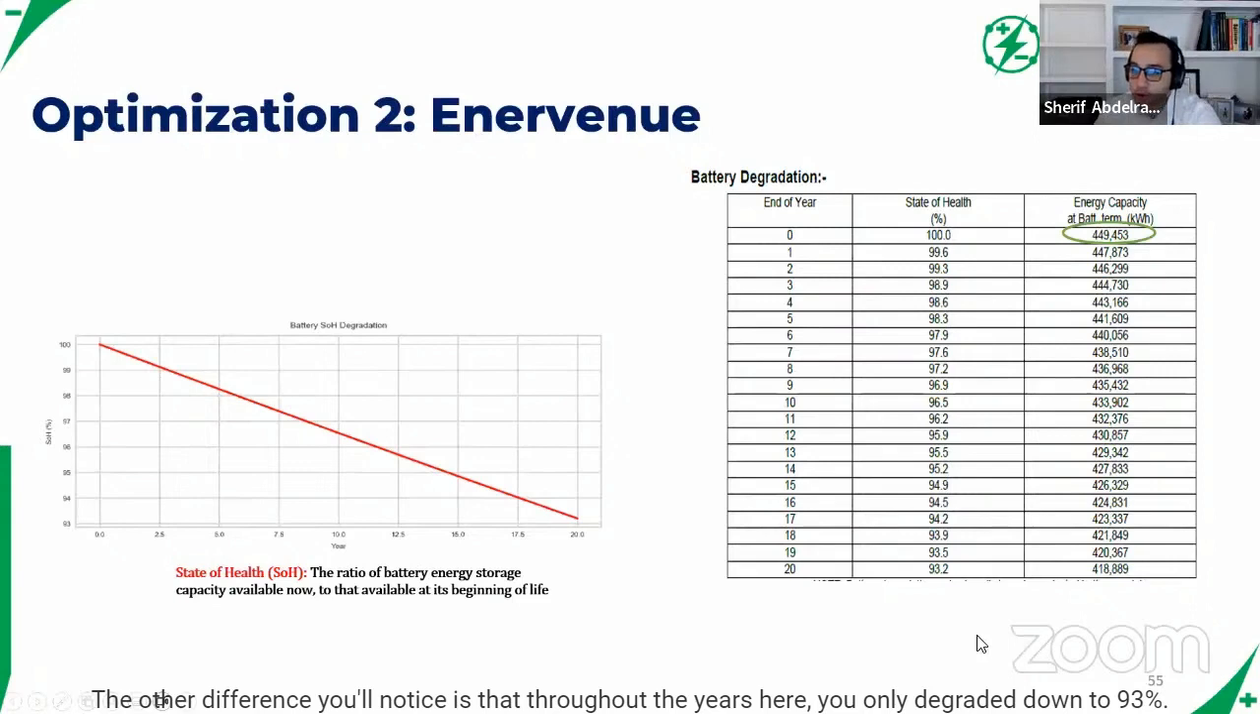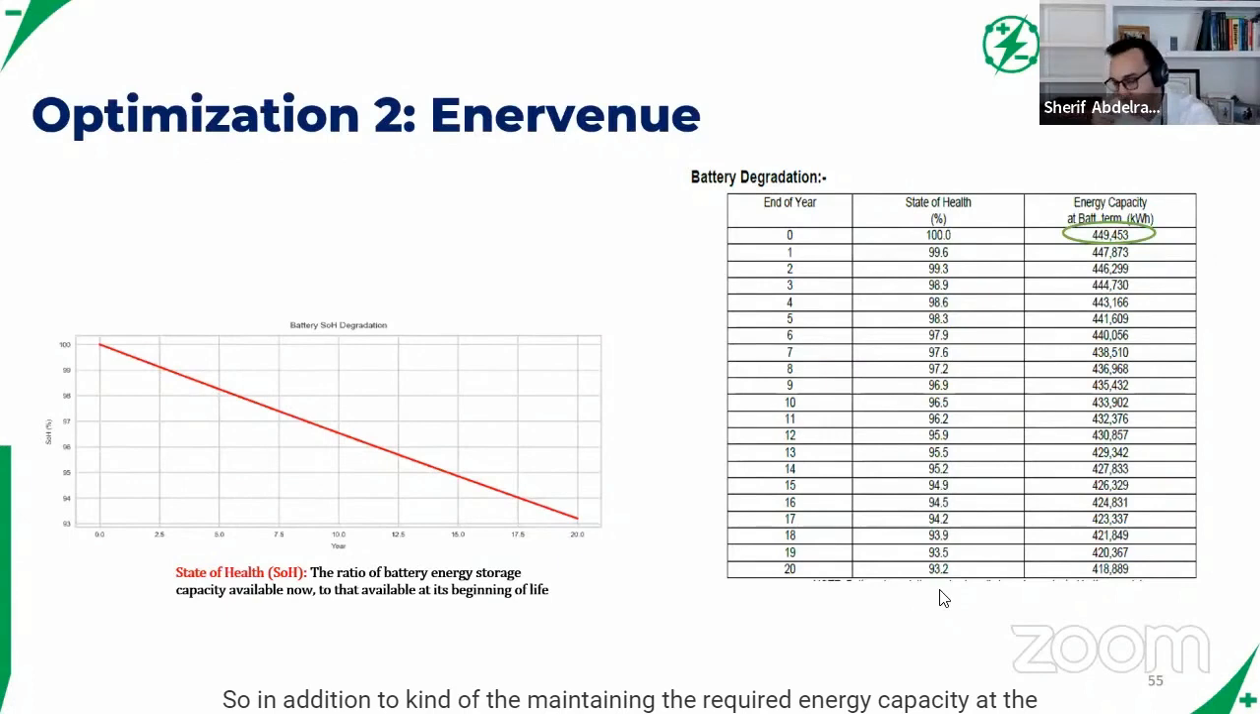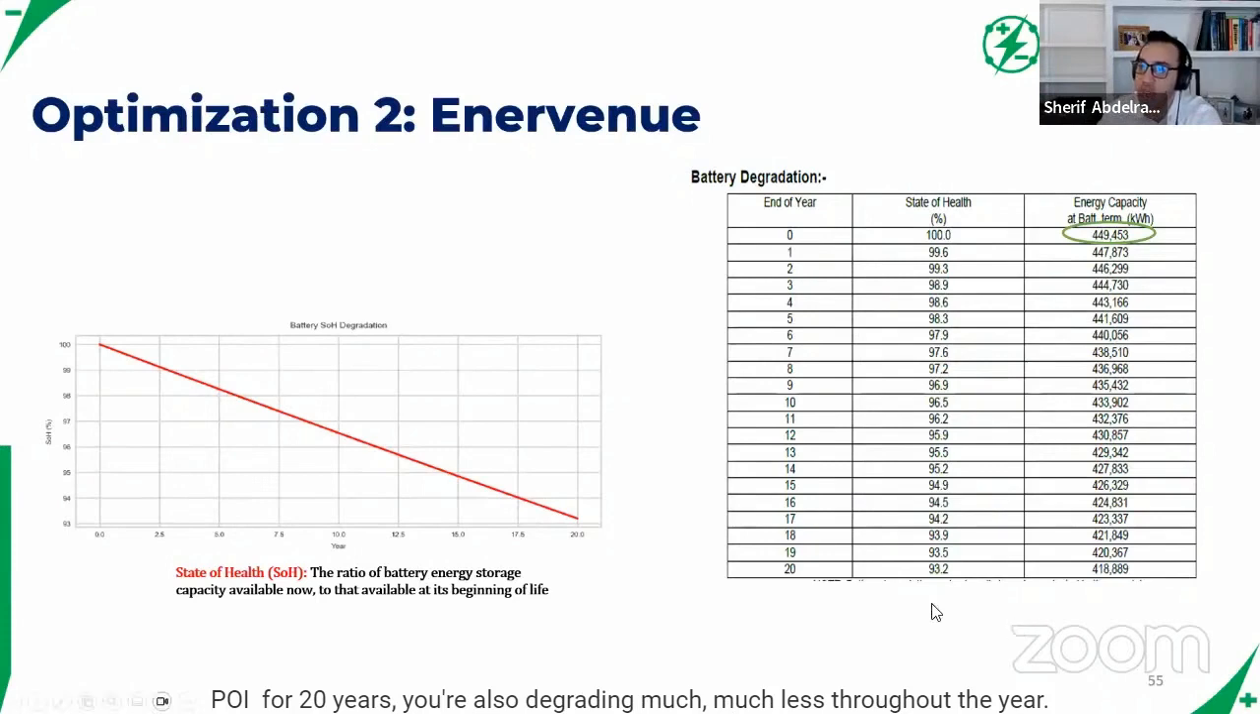The other difference you'll notice is that throughout the years, here you only degraded down to 93%. For lithium, this was 65%, right? So in addition to maintaining the required energy capacity at the POI for 20 years, you're also degrading much, much less throughout the year. So you spend more years having more energy capacity that you can utilize.